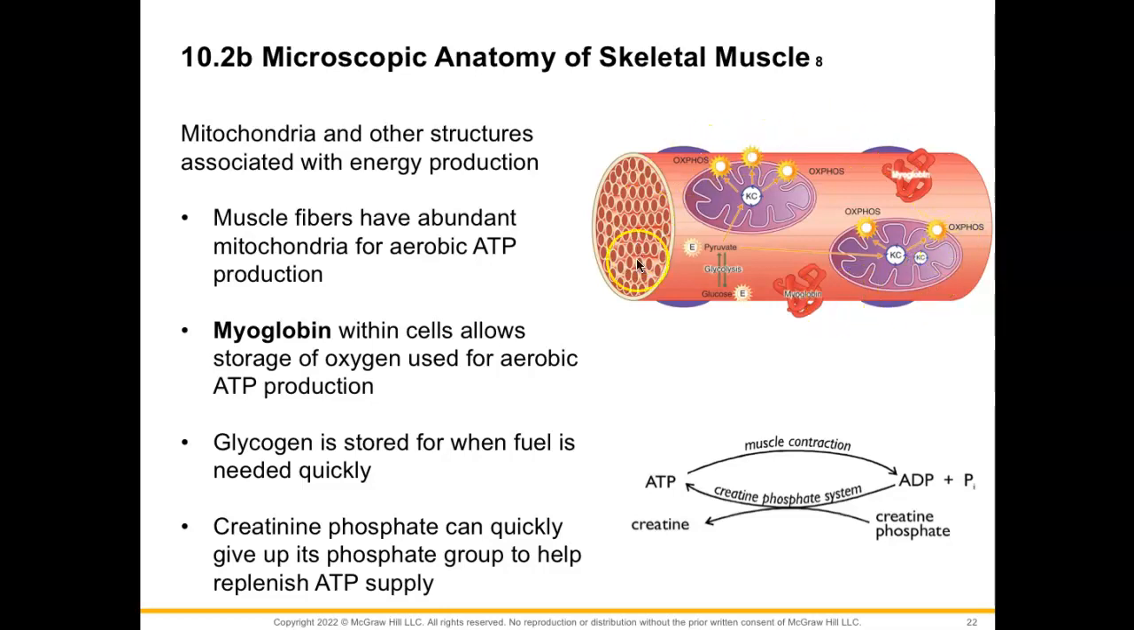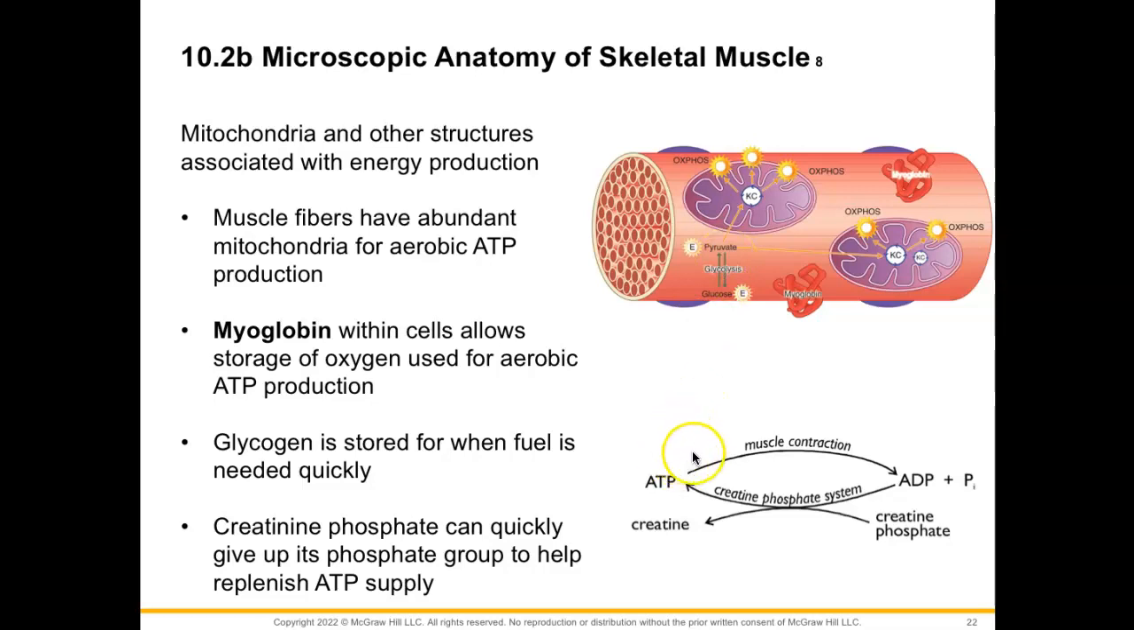Another thing that's important within our muscle cell is that we are able to store glycogen. So we call that muscle glycogen, and we are going to be able to take glycogen and break apart some of the bonds in order to get glucose so we can use it for glycolysis.